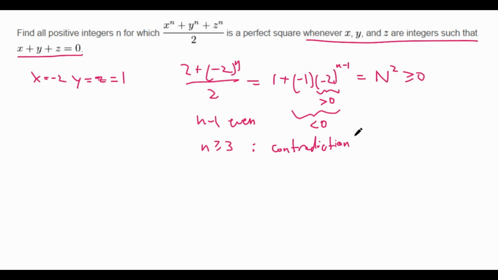when n is greater than or equal to 3. When n equals 1, x to the power of 1 plus y to the power of 1 plus z to the power of 1, over 2, is equal to 0 by the condition itself. So n equals 1 actually works. n equals 1 is a solution.